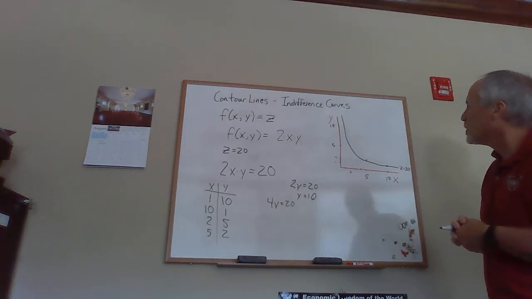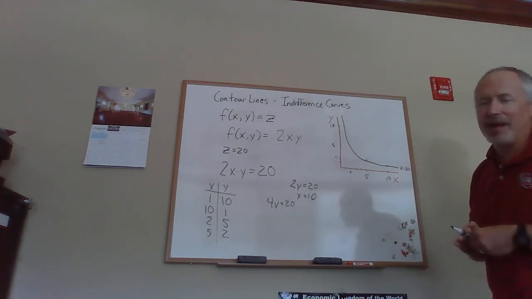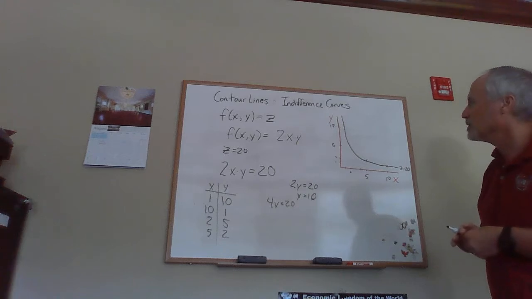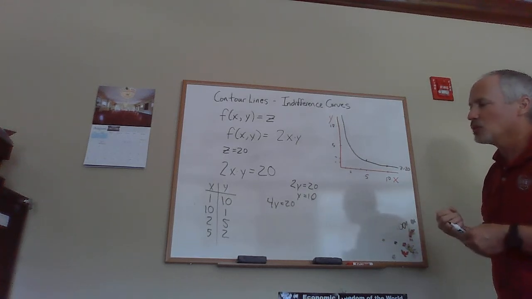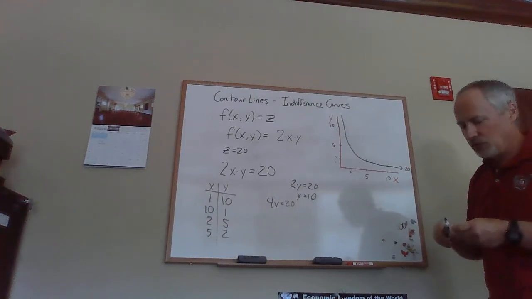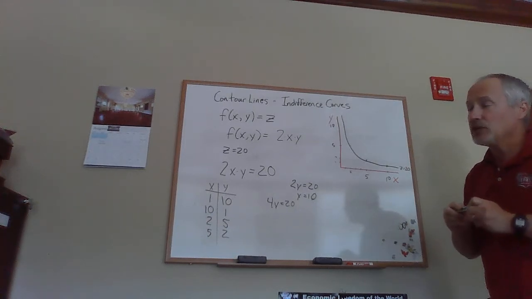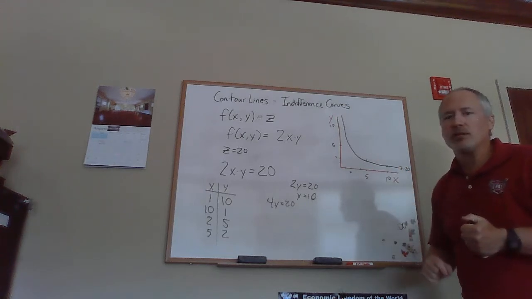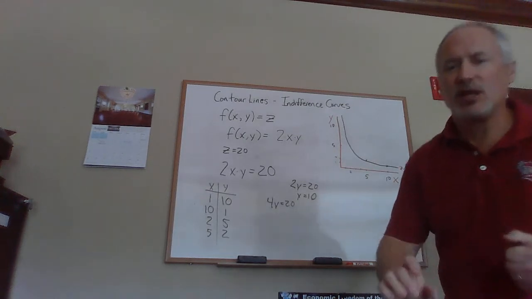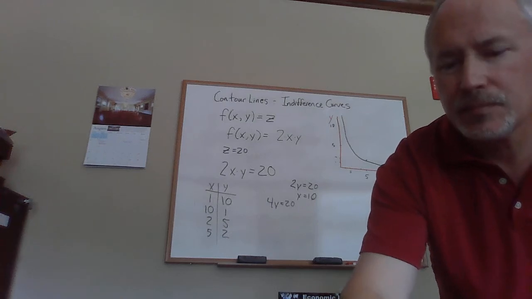We get this for indifference curves. We'll come back to that in chapter 2. But this is just the issue of coming up with what a contour line is and how it applies for a function of two variables. And again, to preview it, this is something we will use in chapter 2 when we get to indifference curves. Okay, so that's contour lines.